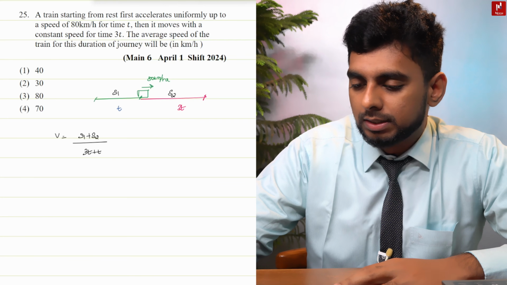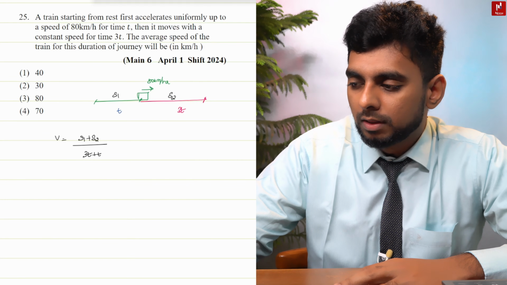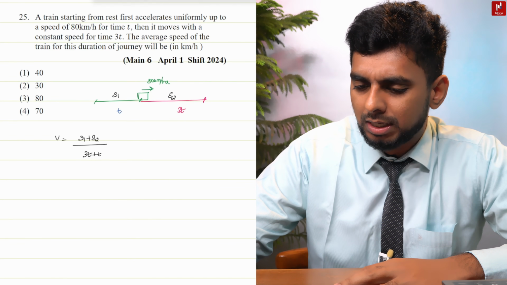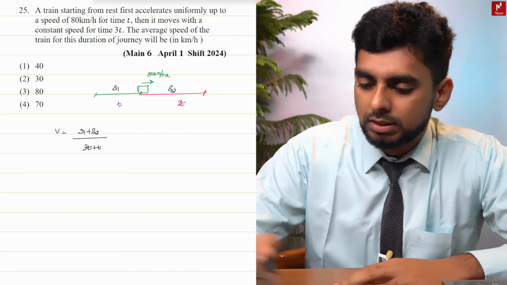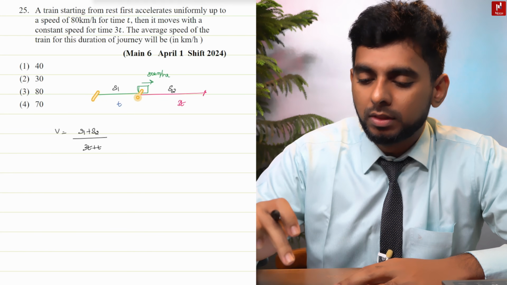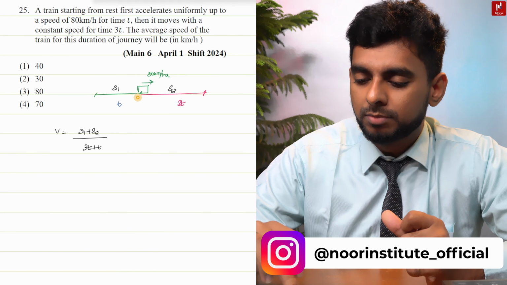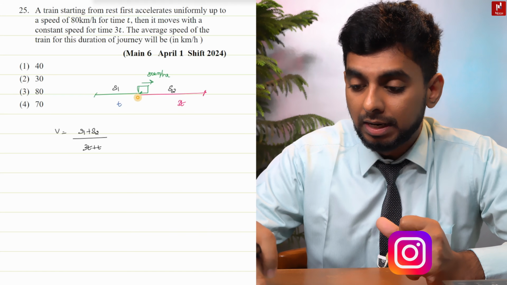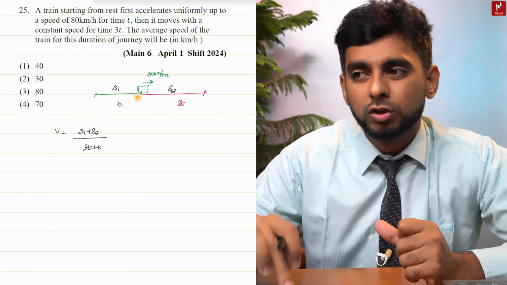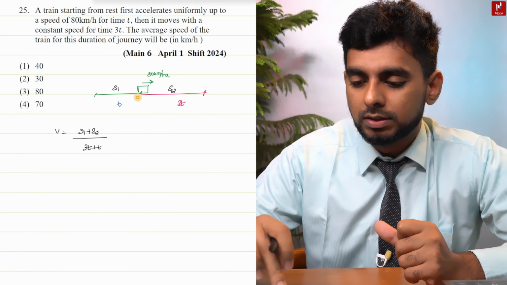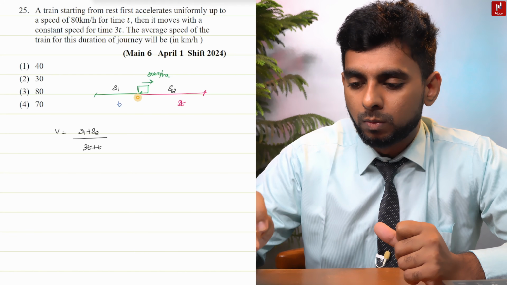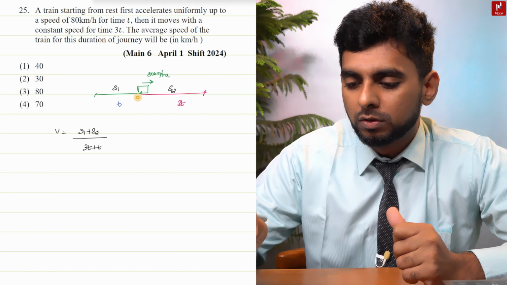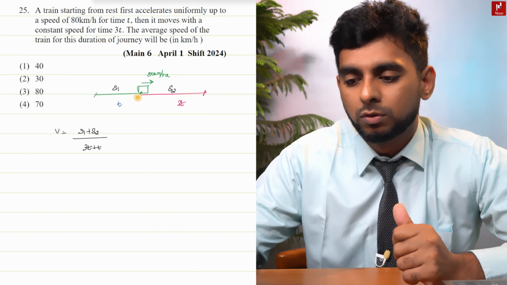Now what I need to get is the displacements S1 and S2 in terms of T so that I can cancel those. Got it? So first, let me look into the first part of this journey. In the first part, the initial velocity was 0 because it started from rest. The final velocity was 80 kilometers per hour, and the time was t. What I need to get here is the distance s. So if I have to get the distance s, what can I use? I can use v squared minus u squared equals 2as.